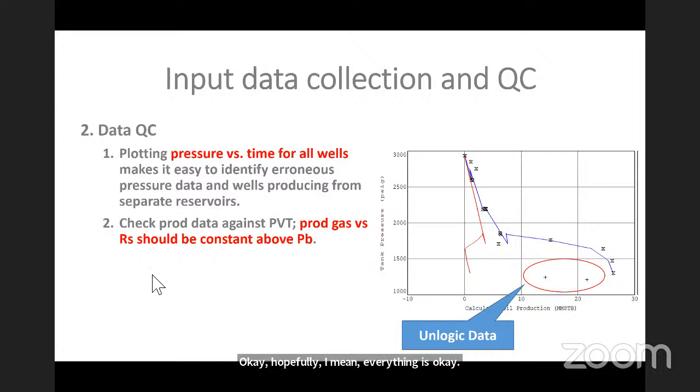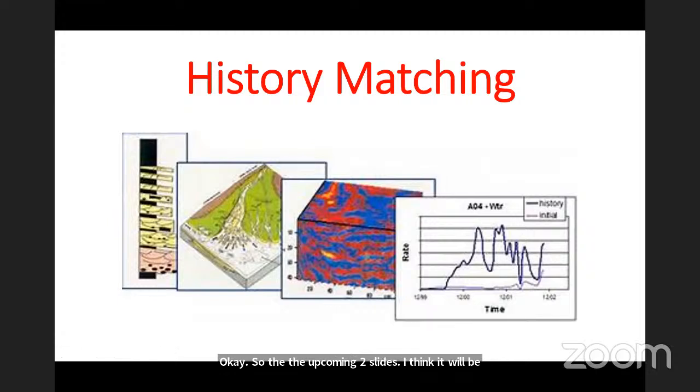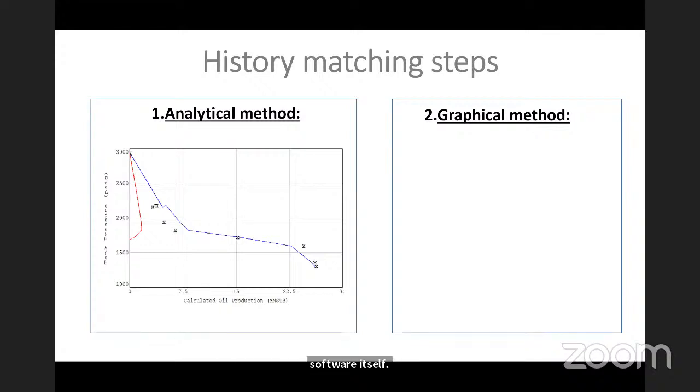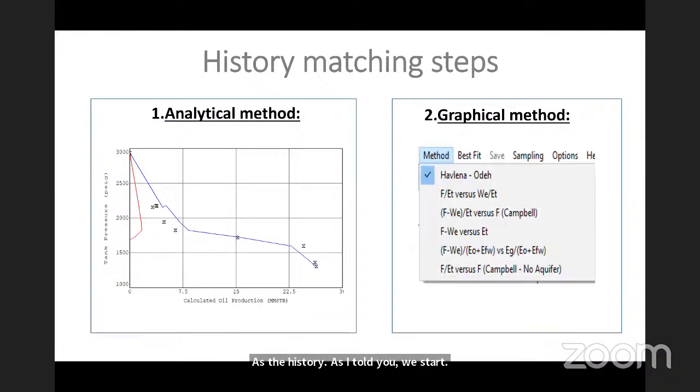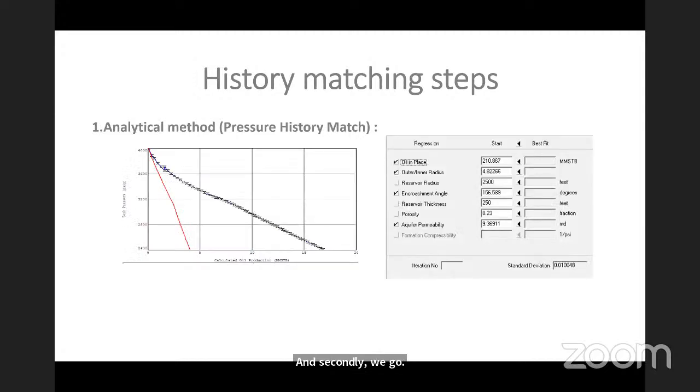Okay, the upcoming 2 slides, I think, will be super easy because we already discussed them in the software itself, as the history matching steps. As I told you, we start firstly with the analytical method, and secondly we go for the graphical method. The analytical method is like a pressure history: you try to history match the pressure, and you have some parameters to make a regression until you are satisfied. It's not an exact match with the data. I don't think you will reach this level, especially if you are dealing with real data. Textbook data is already made backward, made to match. But for real data, it's forward: you have your data and you make your model, so you are subject to some anomalies and uncertainties.